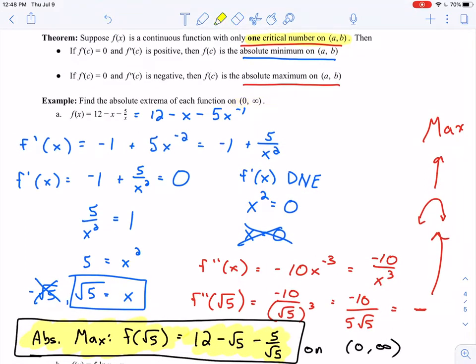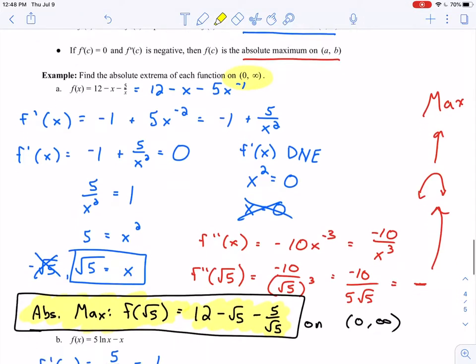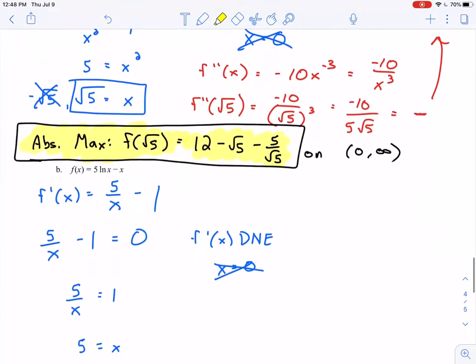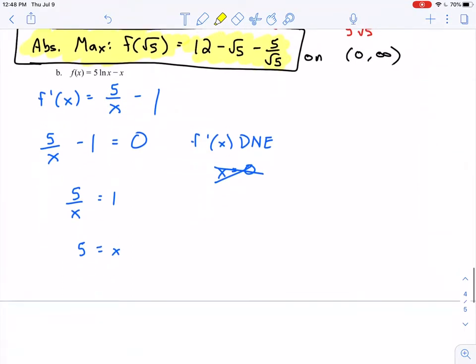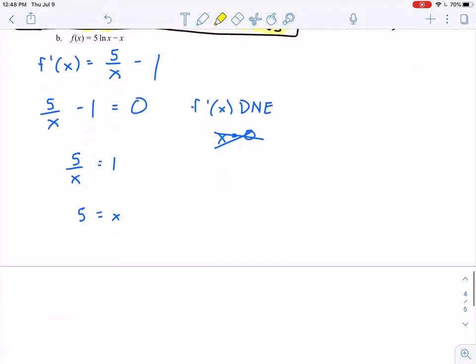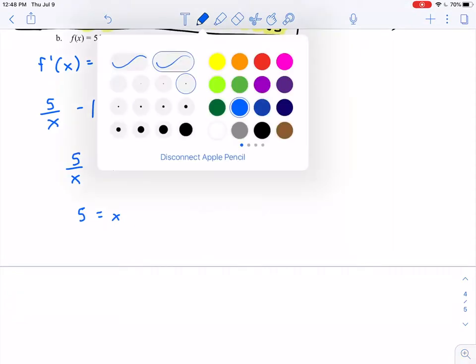I'm just going to re-highlight it here. We said 0 to infinity. Right there, that's our interval. 0 is not strictly between 0 to infinity because we're not including 0. We're working on this open interval. So this is good. We have our one single critical number, which is what we wanted.